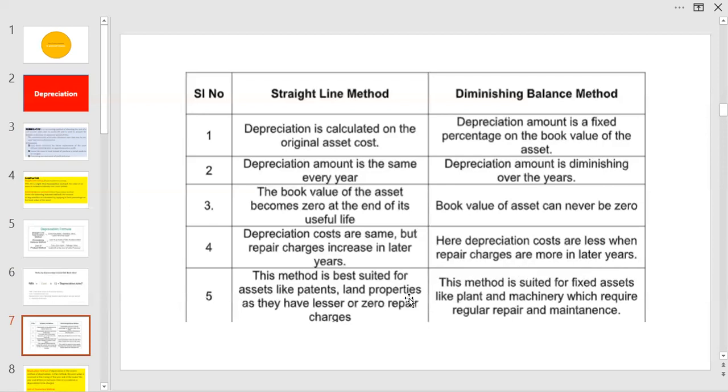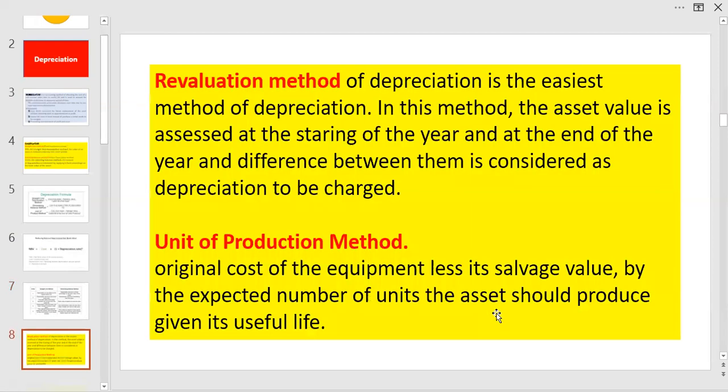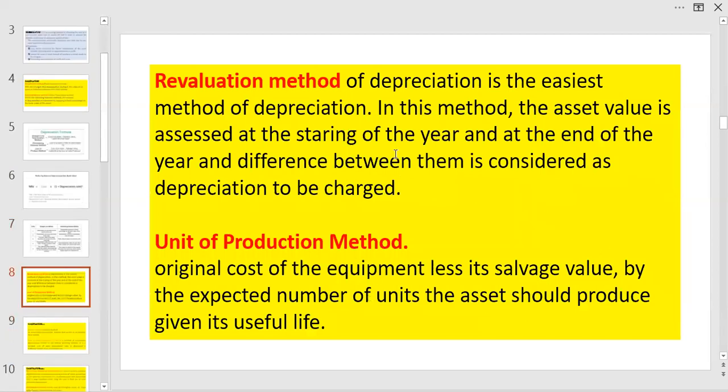Number 5, the straight line method is best suited for assets like patents, land properties, as they have lesser or zero repair charges. Diminishing balance method is suited for fixed assets like plant and machinery, motor vehicle, etc., which require regular repairs and maintenance. In addition to the above, there are other methods of depreciation which we will have a glance at.